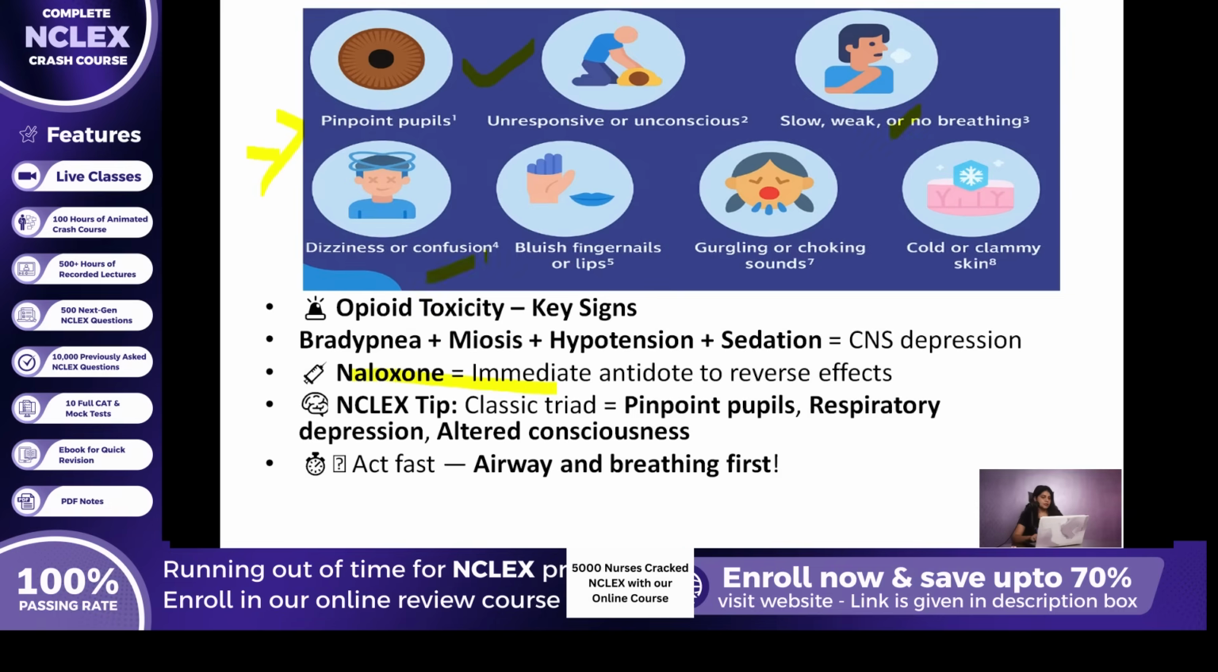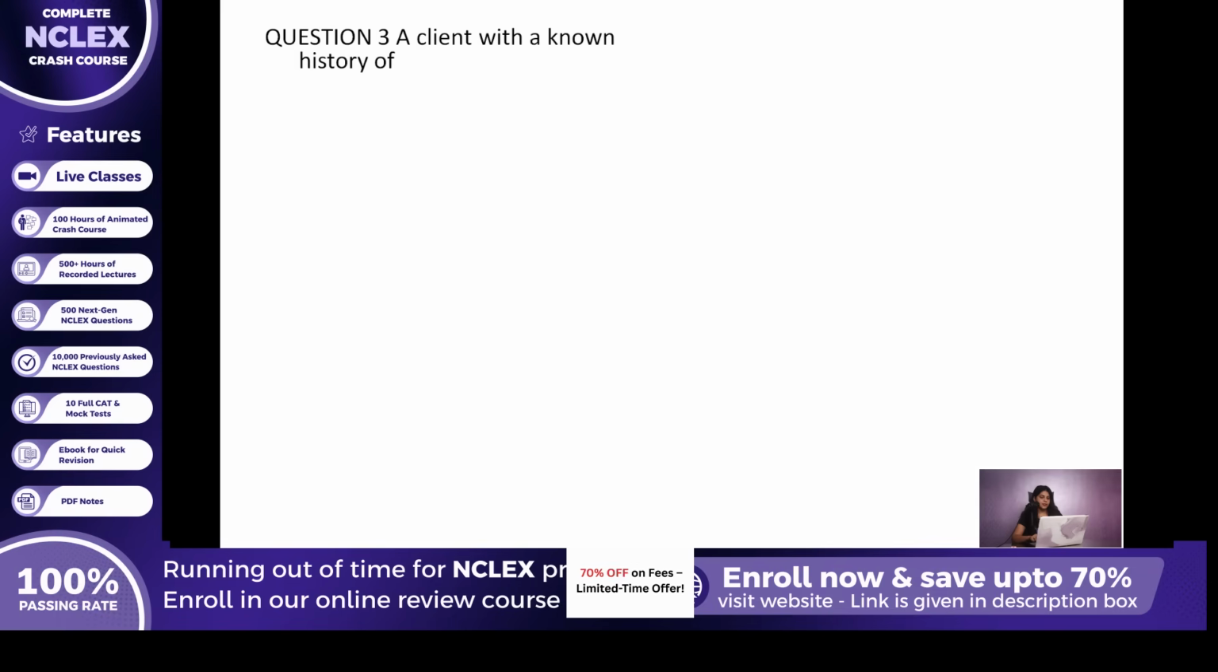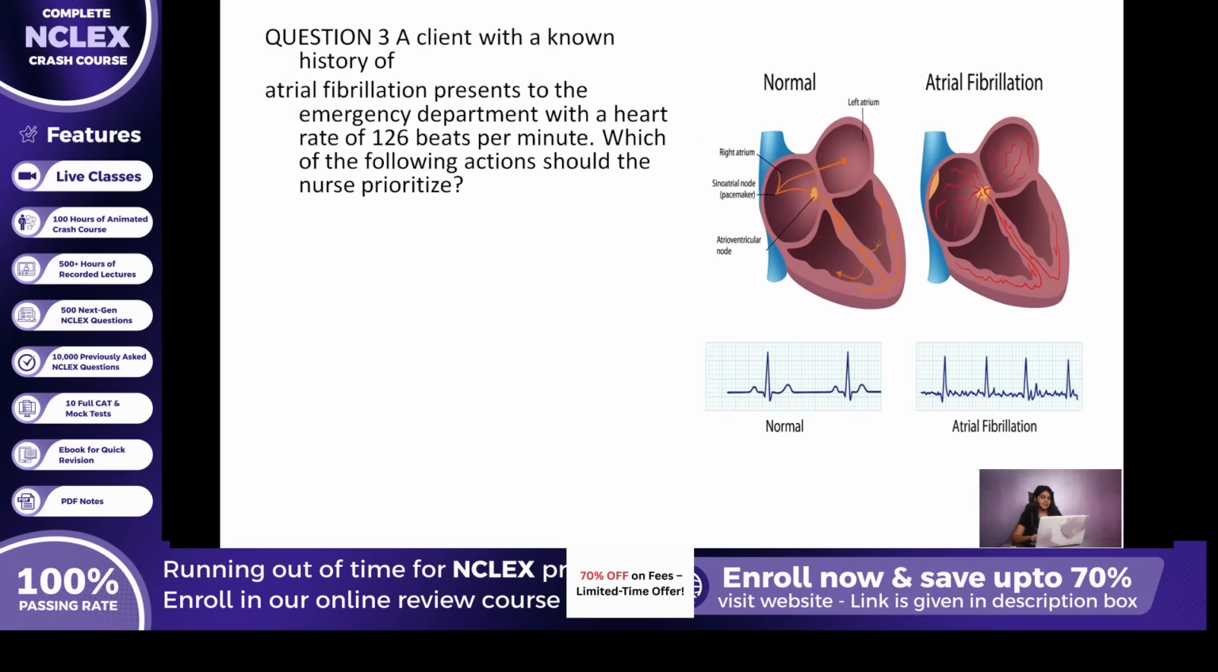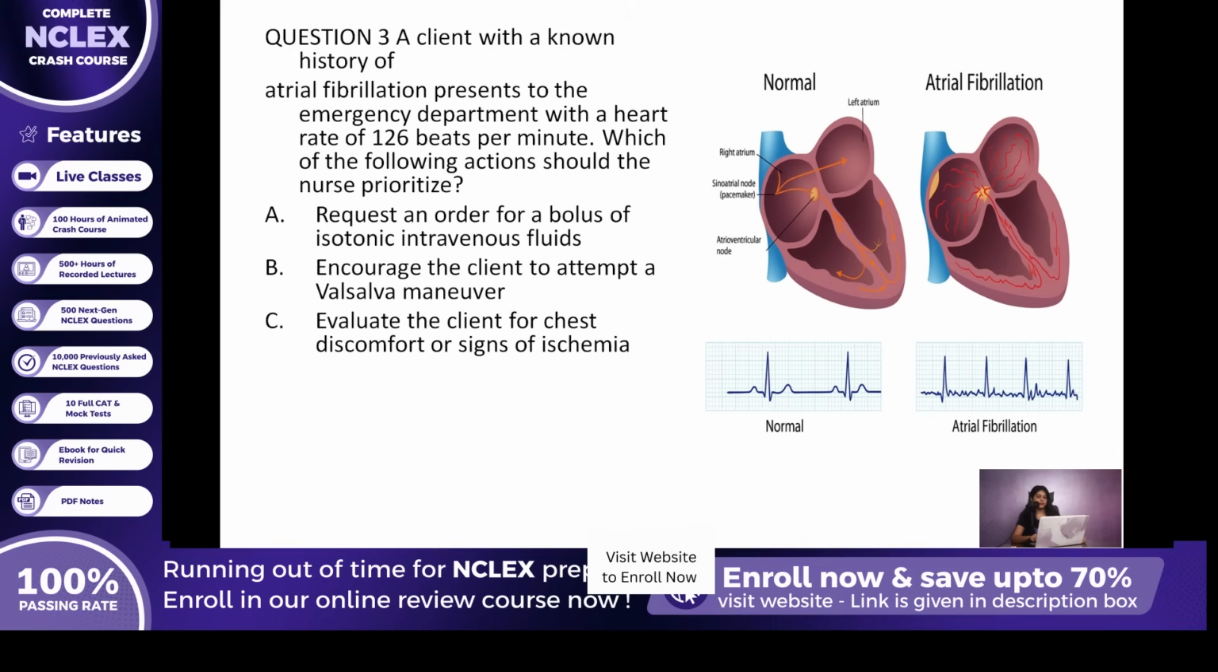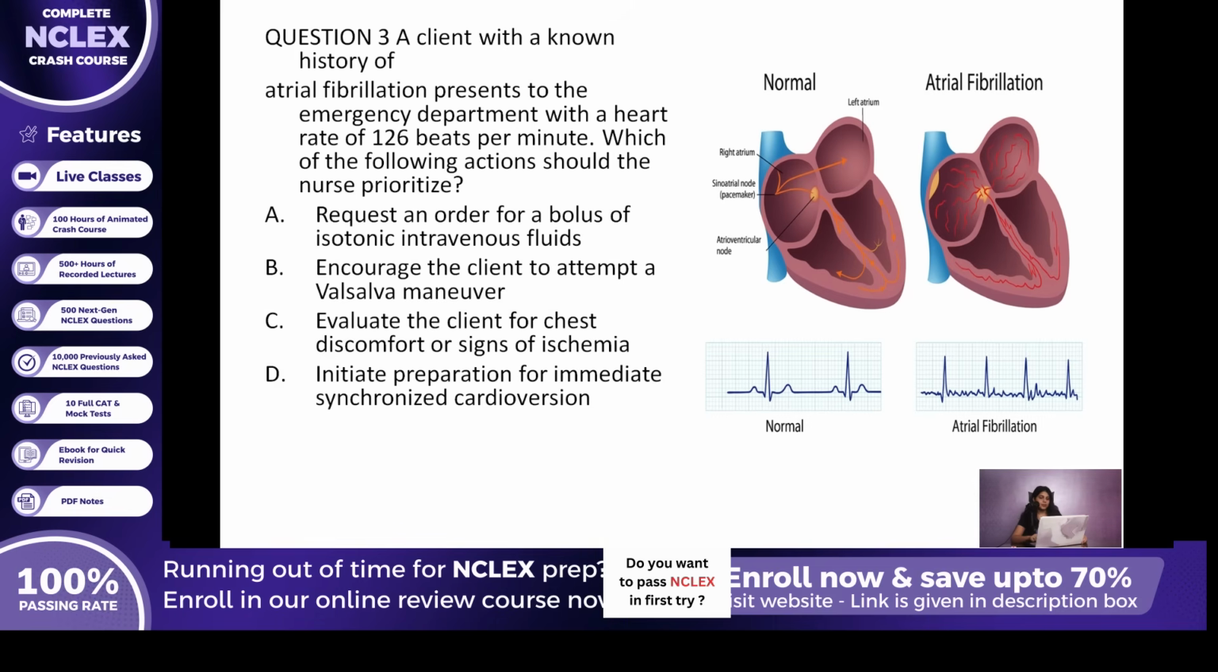Now on to question 3. A client with a history of atrial fibrillation arrives at the emergency department with a heart rate of 126 beats per minute. Which action should the nurse prioritize? Here are the options. A. Request an order for a bolus of isotonic intravenous fluids. B. Encourage the client to attempt a Valsalva maneuver. C. Evaluate the client for chest discomfort or signs of ischemia. D. Initiate preparation for immediate synchronized cardioversion.